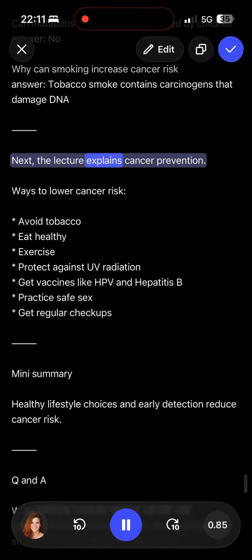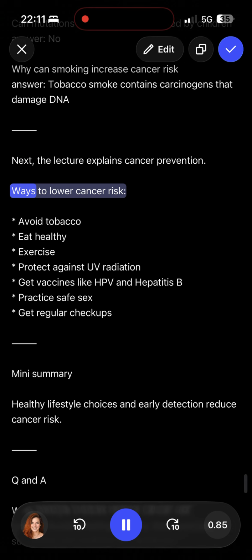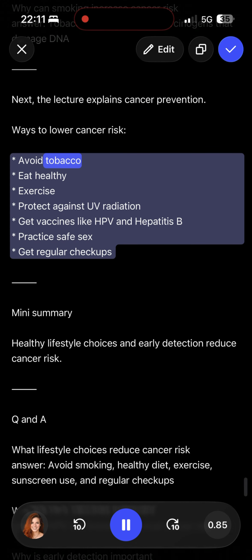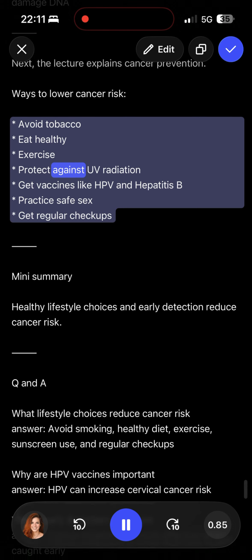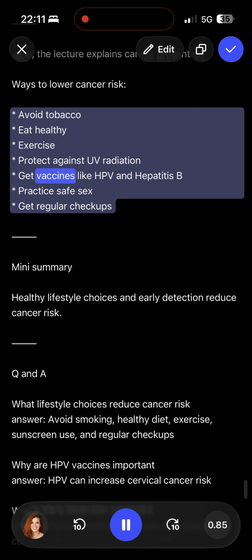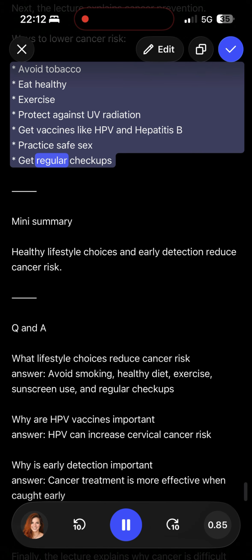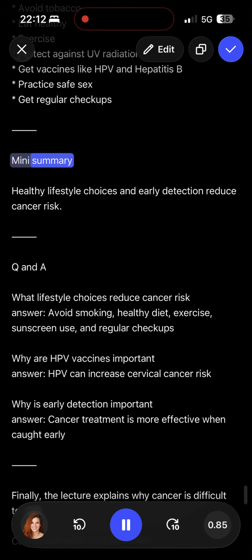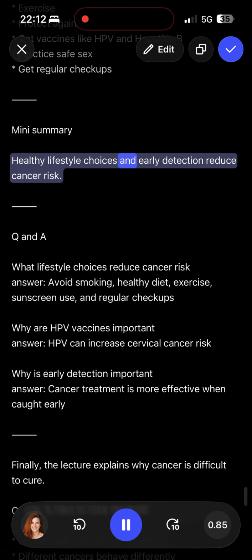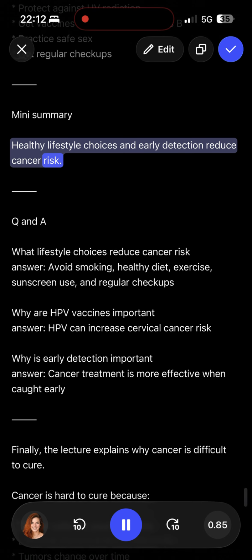Next, the lecture explains cancer prevention. Ways to lower cancer risk: avoid tobacco, eat healthy, exercise, protect against UV radiation, get vaccines like HPV and hepatitis B, practice safe sex, and get regular checkups. Mini summary. Healthy lifestyle choices and early detection reduce cancer risk.